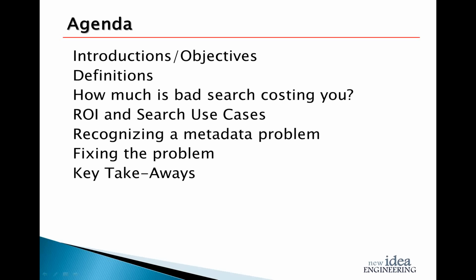To understand the ROI, you really need to know the use cases. What do you mean by enterprise search? What is enterprise search to you? There are a lot of options there. We'll talk about that, and figuring out the ROI is different for each of those. We'll go through that as well. Also, we'll talk about how you recognize it, how you'll know if you've got a metadata problem or a search problem, how you can go about fixing the problem, and then some key takeaways, hopefully some actions that you can take if you're checking your search responsibilities.